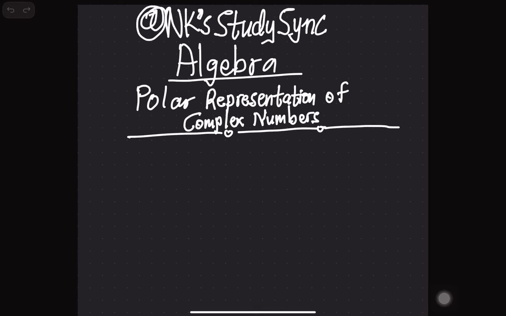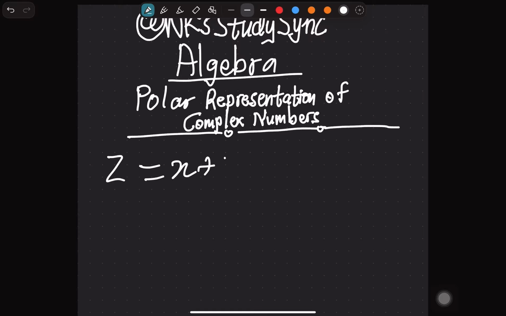Hi, in this lecture we are going to look at the polar representation of complex numbers. In polar representation there are two parameters of interest that we must find for a given complex number z equals x plus yi. One of these is what we call the modulus.